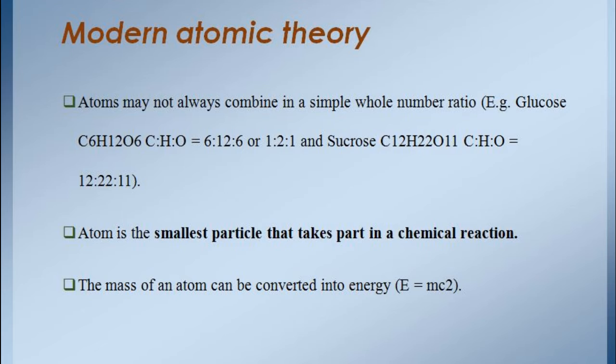Next one, the atom is the smallest particle that takes part in chemical reactions. We already know that. An atom is called an element, and that element takes part in chemical reactions. Next one, the mass of the atom. The mass of the atom can be converted into energy, and that energy is calculated by E equals mc squared, where E is energy, m is the mass of the atom and c is the speed of light. We can use this formula to calculate the mass of the atom.